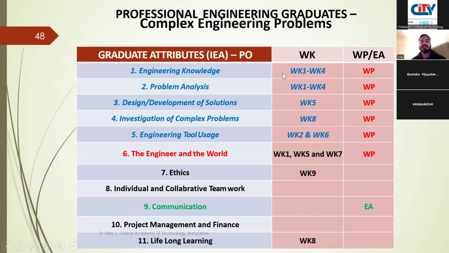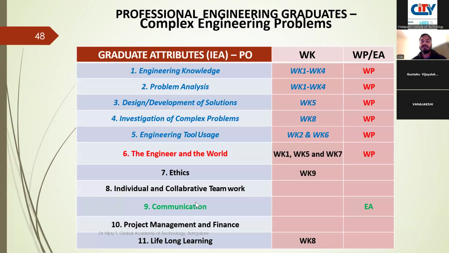PO engineering knowledge is mapped to WK1 to WK4, which involves complex engineering problem. Similarly, problem analysis PO2 is mapped to WK1 to WK4, which involves complex engineering. Similarly, all the aspects you can see here. So the solving of complex engineering problem will happen when you map your course from PO1 to PO6. How do I say that this is mapped to complex engineering problem? This is clearly mentioned in the statement of the program outcomes that we need to solve the complex engineering problem in any of the form.